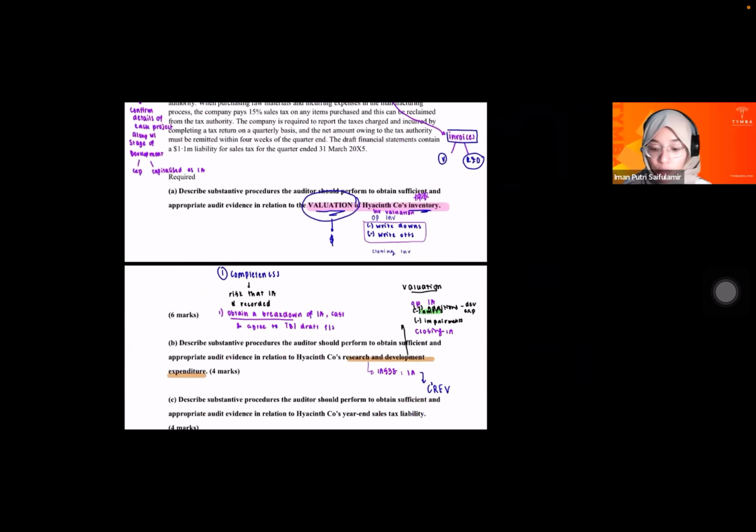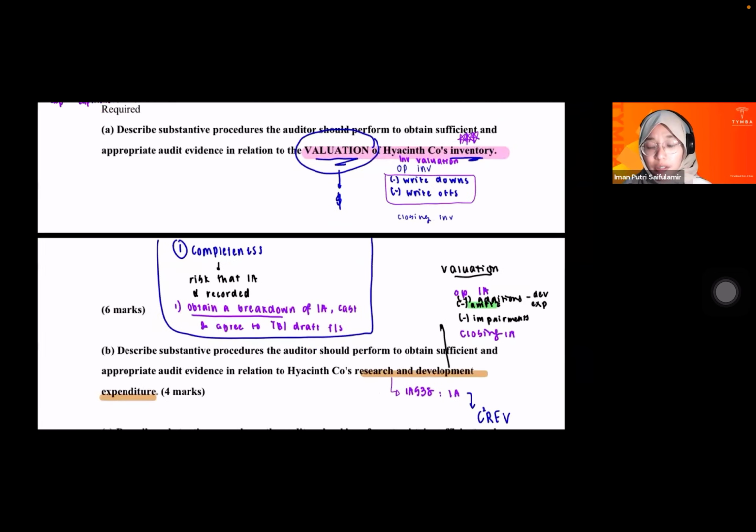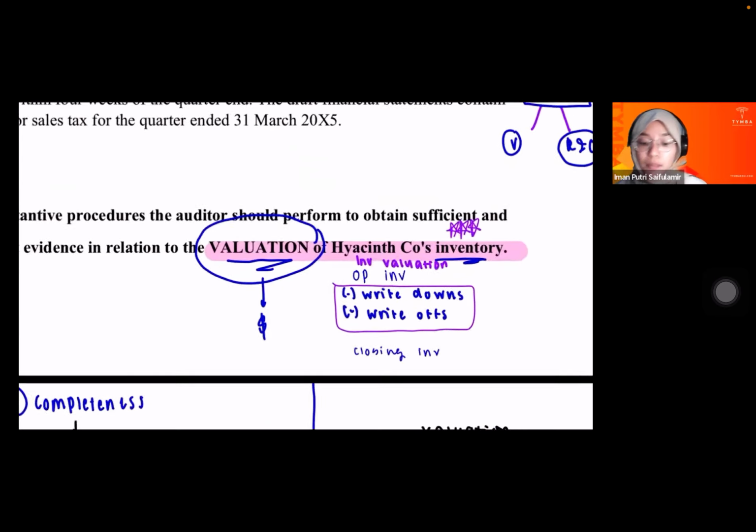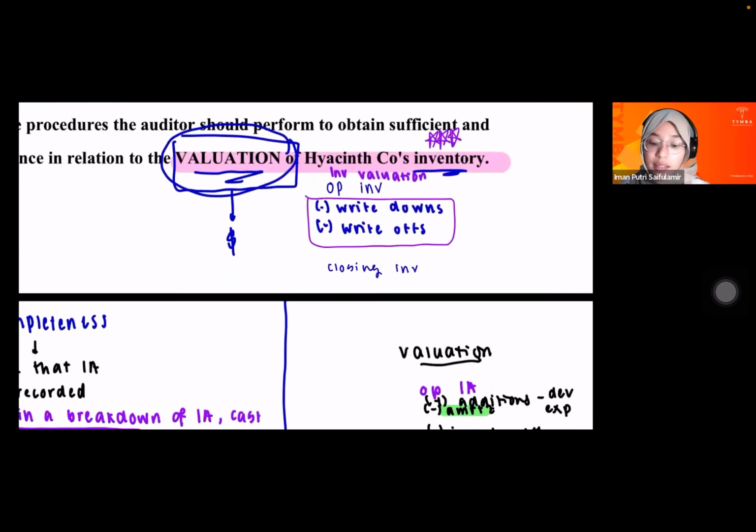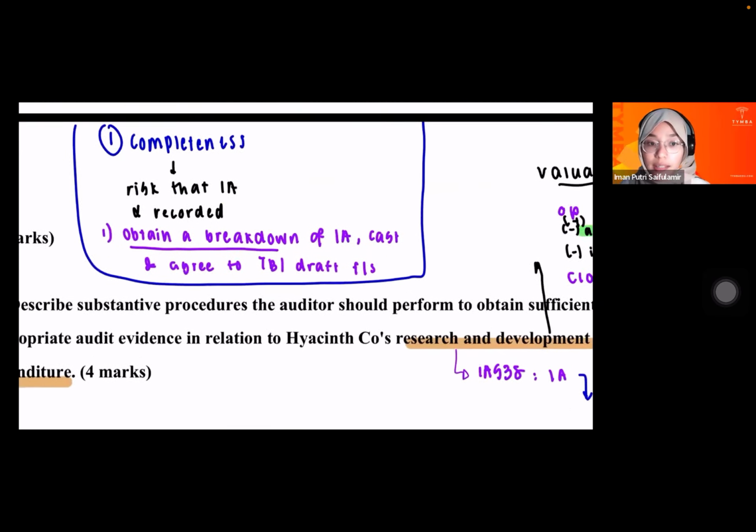And lastly on the completeness, right? Again, when you are doing obtain, cast, and agree, this applies for all SPs. The only reason why we didn't put it for Hyacinth Co inventory is because they specified valuation. This answer is basically for completeness: obtain, cast, and agree.